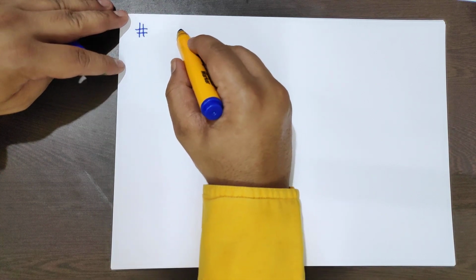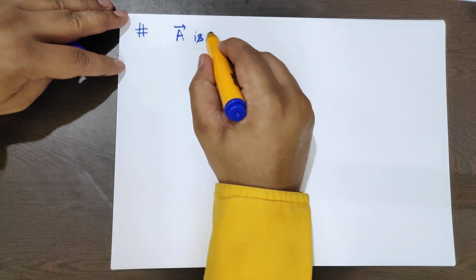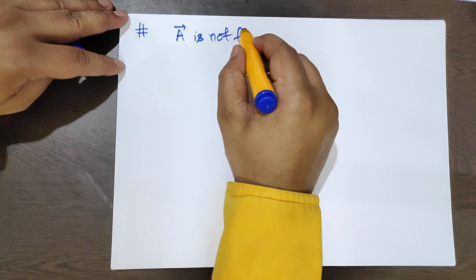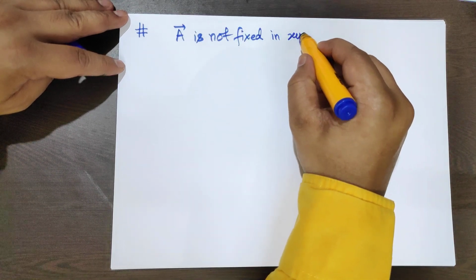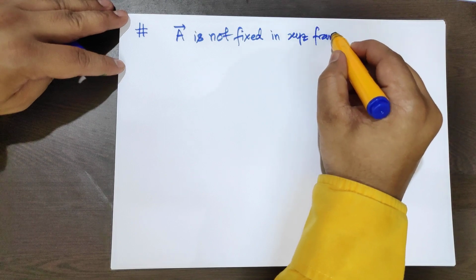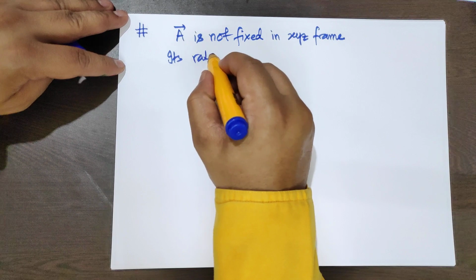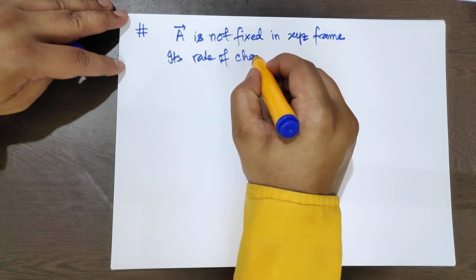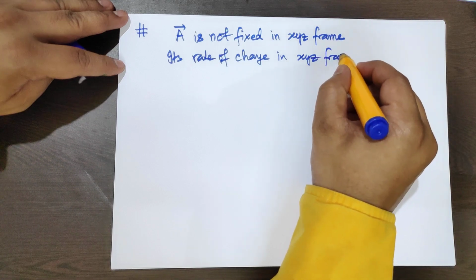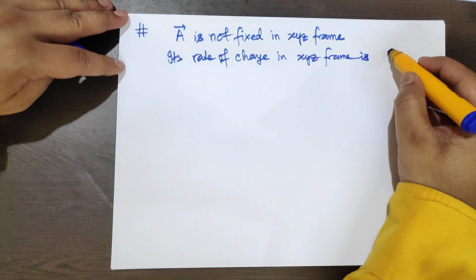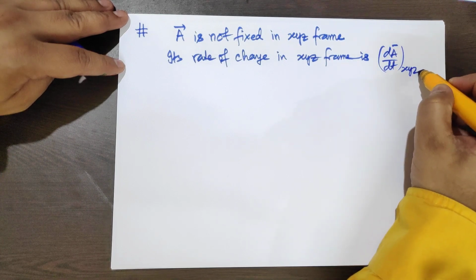So next case: say A is not fixed in the small xyz frame. Now its rate of change in the small xyz frame is, obviously, dA dt with respect to small xyz.